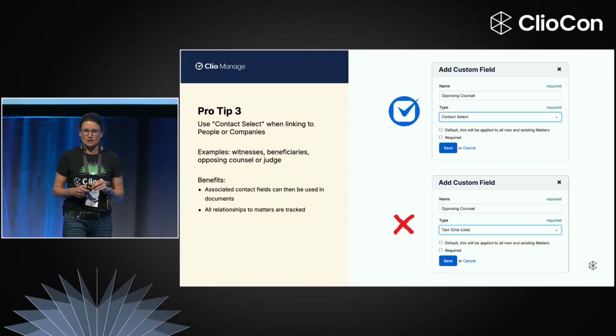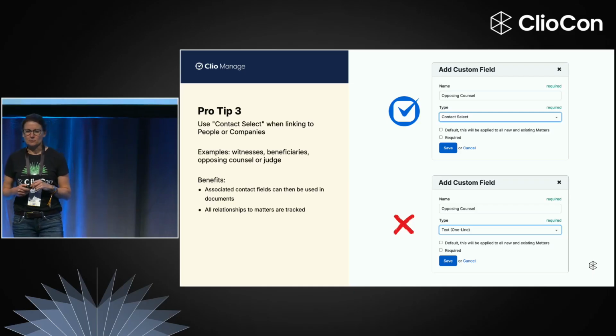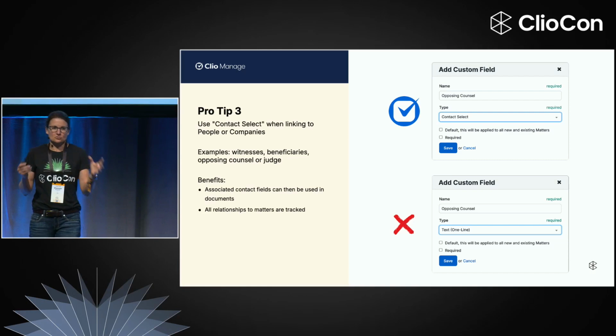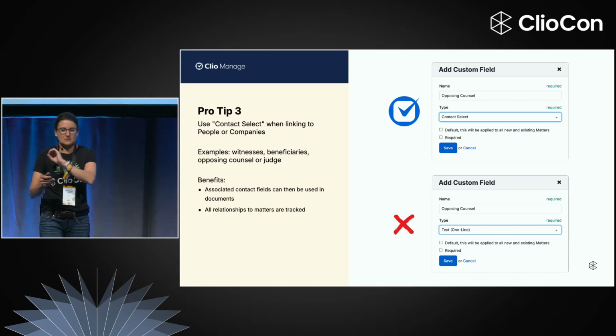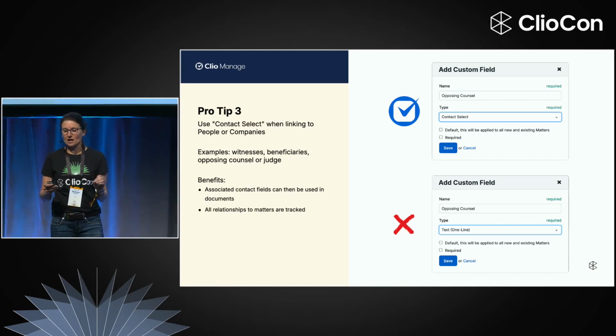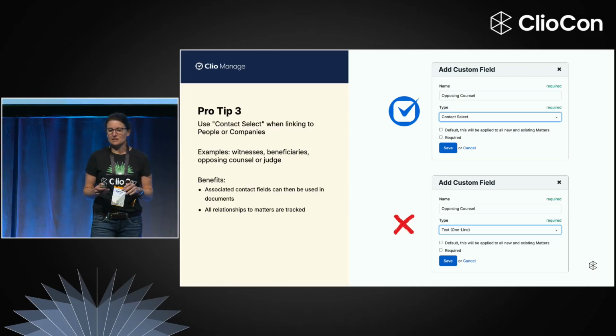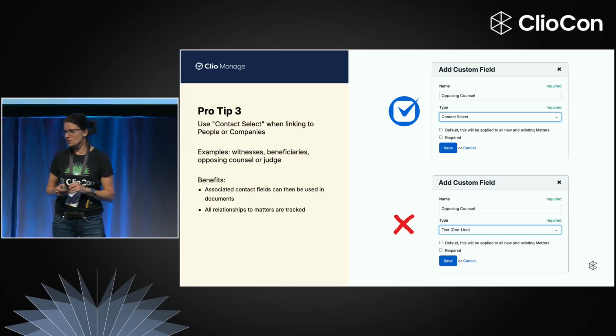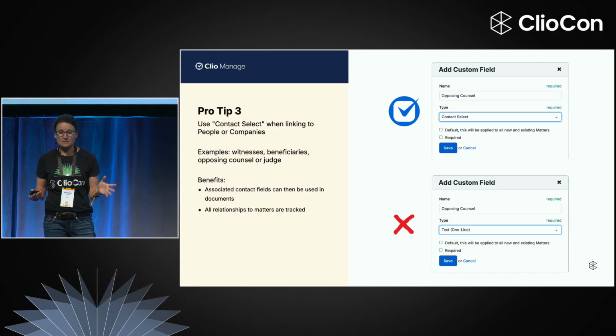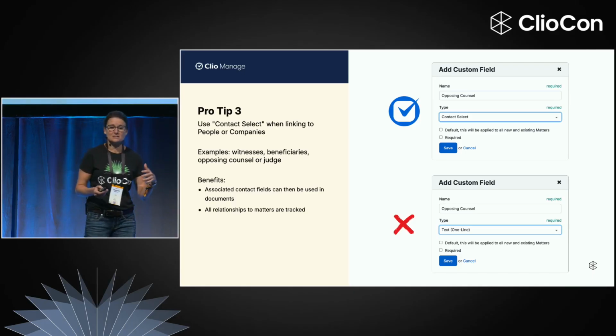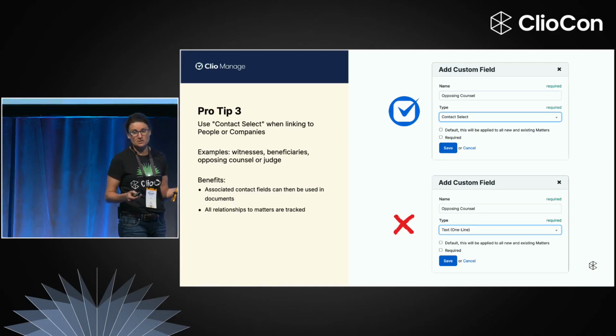Additionally, pro tip 3, if you're wanting to capture information that is related to a person, don't use a string. Don't use text. Use a contact. This will allow you to standardize the types of relationships your contacts have with all of your matters. And this is going to allow you to more easily track these relationships over time.